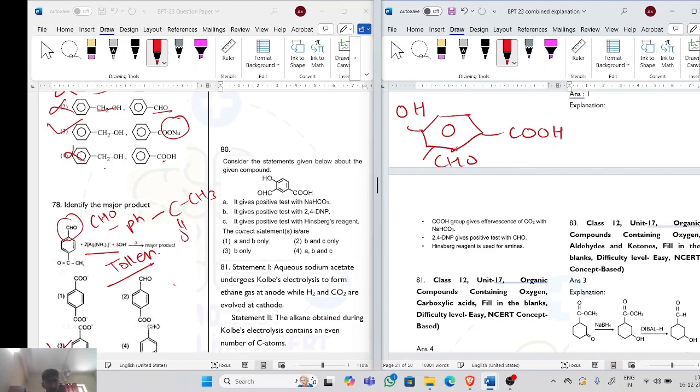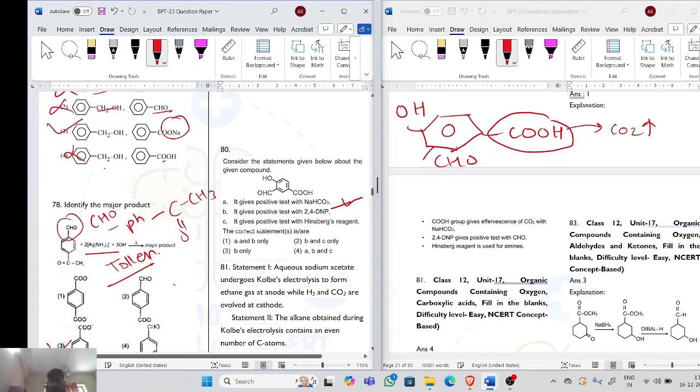First of all, will it give the positive test with NaHCO3? Yes, it will give the positive test with sodium bicarbonate because the COOH group is present. This group will release CO2 gas, which is also known as effervescence of CO2. So the first one is correct.